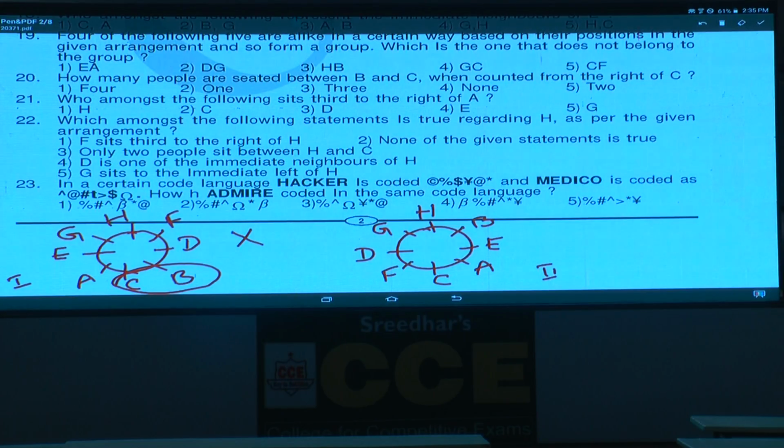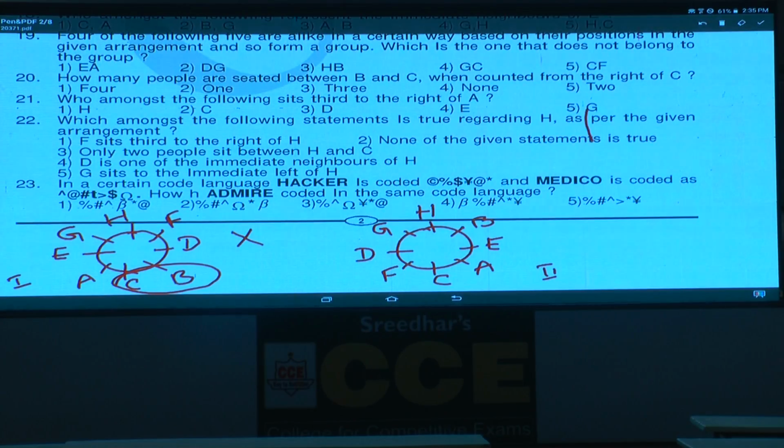Now, in case 2, who among the following represent the immediate neighbors of E? Immediate neighbors of E, who are those two persons? A and B. That is given in choice 3, isn't it? Now, A and B, choice 3 is the answer.